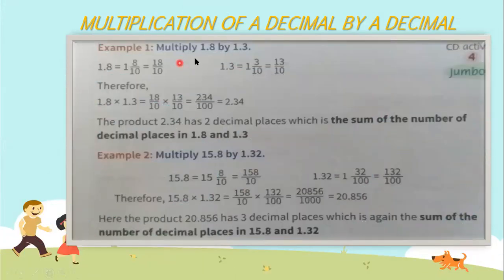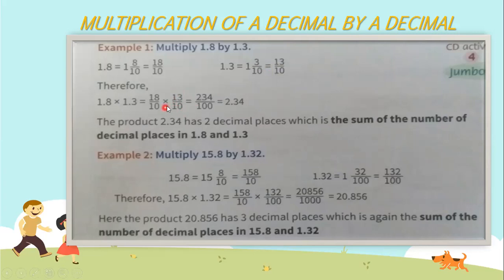Now see here, multiply 1.8 by 1.3. That means multiplication of a decimal with a decimal, how can we multiply? See, 1.8, this way how can we write it, as 1 and 8 by 10. If you change this into an improper fraction, 10 ones are 10 plus 8, that means 18 by 10 you will get. Same way, 1.3 also, 1 and 3 by 10, so 13 by 10 we will get. Therefore, 1.8 into 1.3, these two you have to multiply. So now 18 by 10 into 13 by 10.